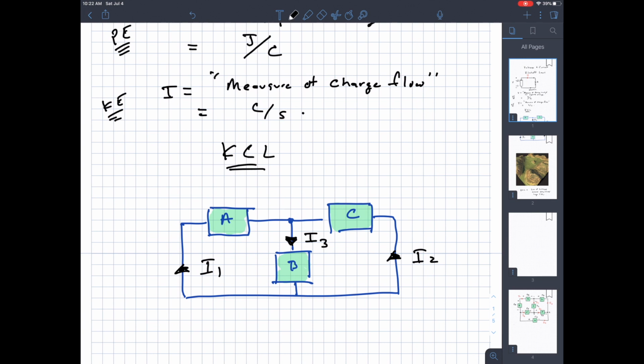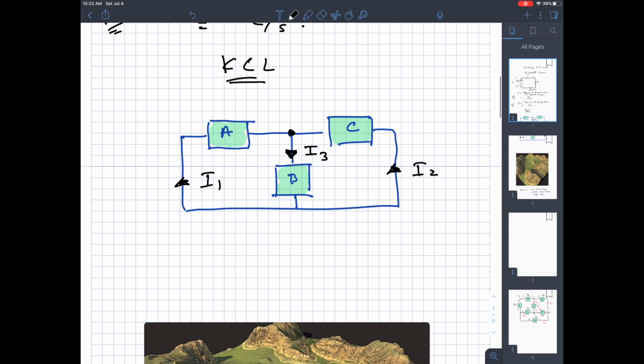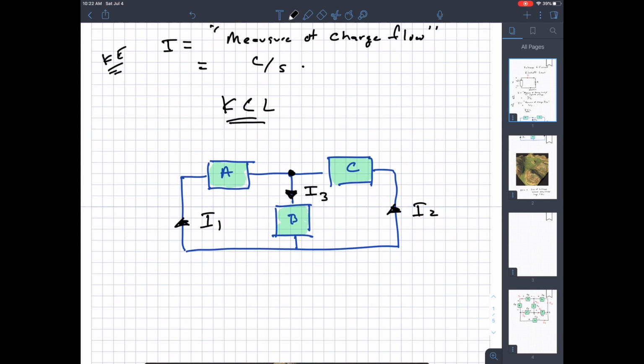So let's consider this node where these places connect together. What would be the current at that node? I'm sorry, what is the relationship of currents at that node? I think it's fairly obvious. KCL, the basic definition, is that current into the node is equal to current out.